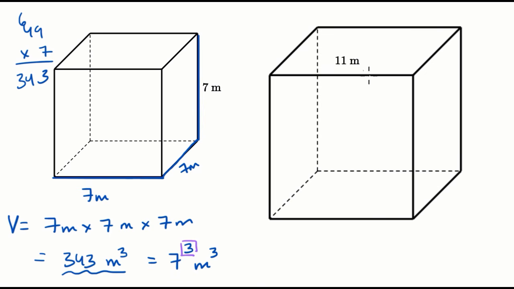Now let's do it with this larger one, and I'll do that in a different color here. The volume here is going to be, and we could immediately say, based on the same idea, if one side's 11, all of the sides are going to be 11. This is a cube, so it's going to be 11 cubed cubic meters. Or another way to think about it, it's going to be 11 times 11 times 11 cubic meters. And 11 times 11 is 121.